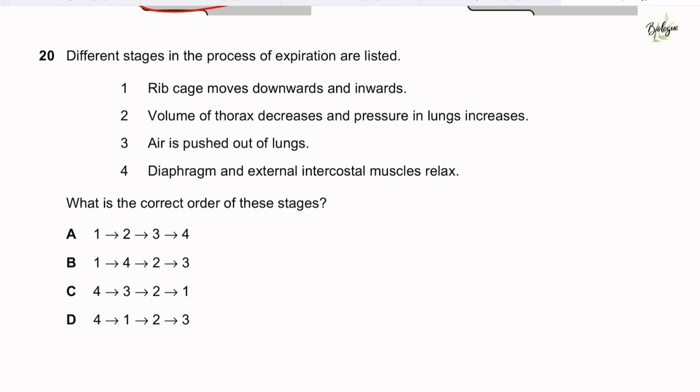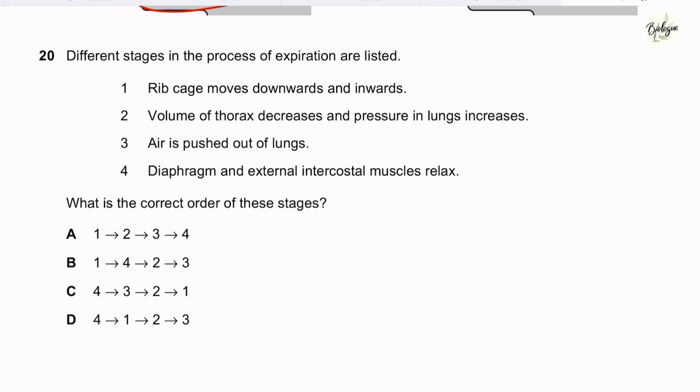Question 20. Different stages in the process of expiration are listed. Rib cage moves downwards and inwards. Volume of thorax decreases and the pressure in the lungs increases. Air is pushed out of the lungs. Diaphragm and external intercostal muscles relax. Which is the correct order of these stages?